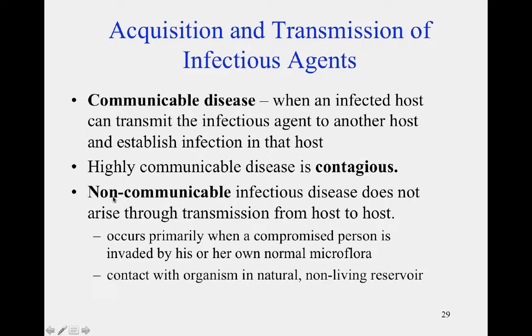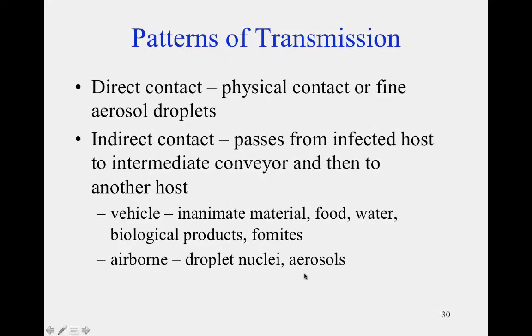There are some diseases that are non-communicable, right? So we just talked about the zoonotic. It's non-communicable from human to human. Once a single host is infected, they cannot infect another host. And this usually occurs when a person is compromised, and let's say they have an opportunistic infection, or if it's with an organism in a natural non-living reservoir as well. This may be the case.